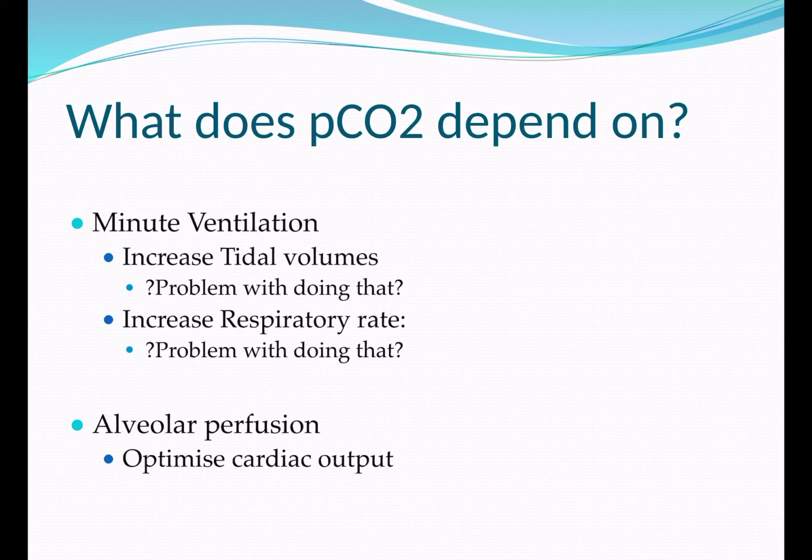In terms of minute ventilation, it is a function of two things. The first is the tidal volume, and the second is the respiratory rate. Now, for the most part, tidal volume is set already. With lung protective ventilation, we know that we need to give between 6 and 8 mils per kilo. So for an 80 kilo patient, we're looking at about 480 mils.